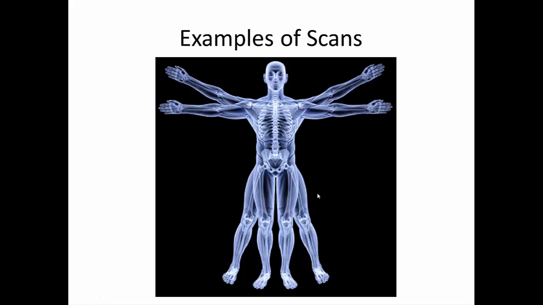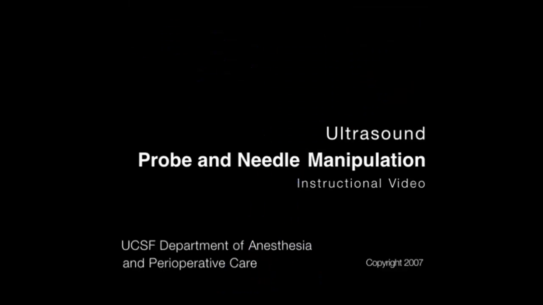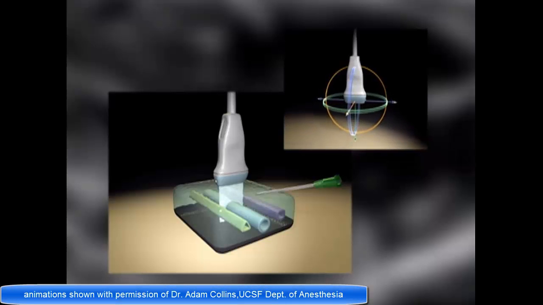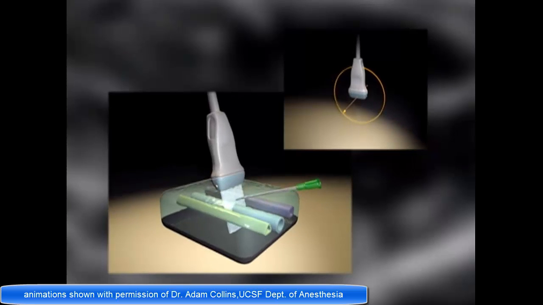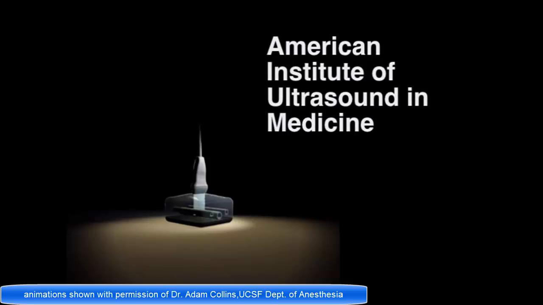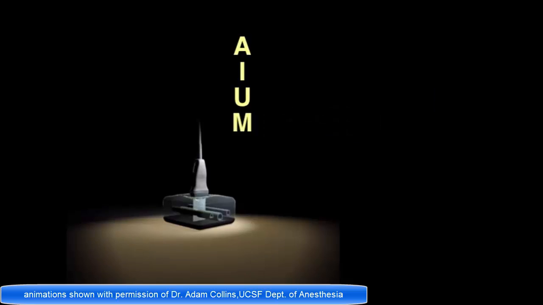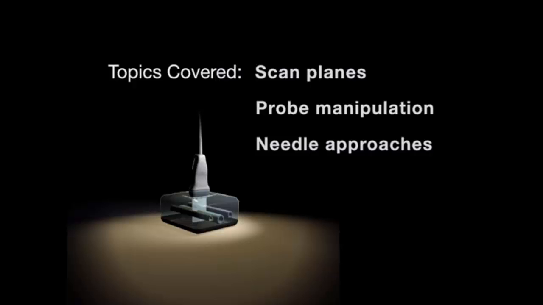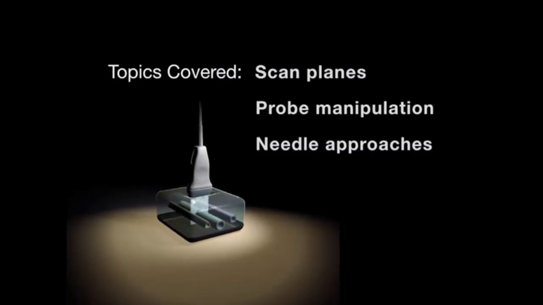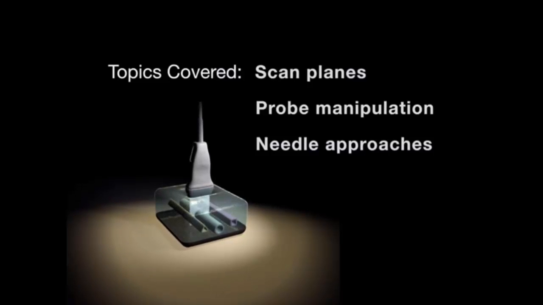Moving on, let's have a look at some scans and some basic scanning technique. When we're discussing procedures such as peripheral nerve block technique, it is quite useful to describe terms for basic needle and probe manipulation. These have been set forth by the American Institute of Ultrasound in Medicine, or AIUM. Here I'm going to go ahead and describe scan planes, probe manipulation maneuvers, and different needle approaches.